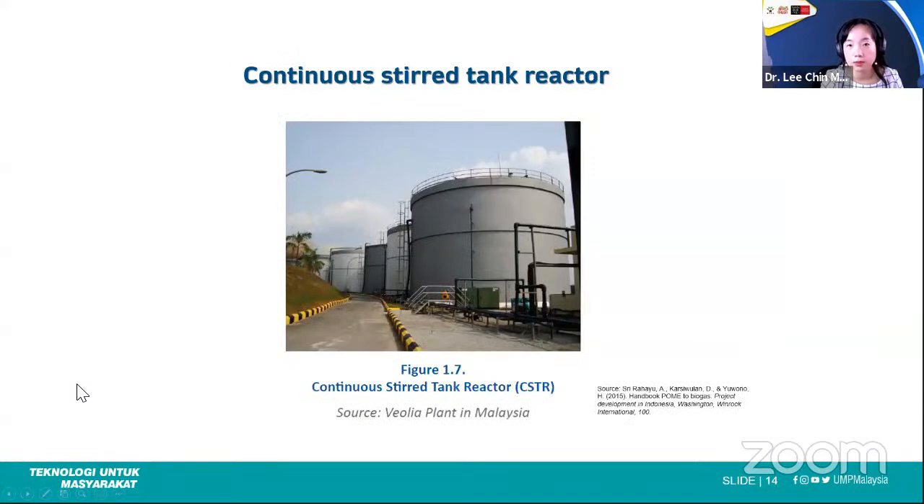So this is the other type, the continuous stirred tank reactor. This is made of concrete or a metal cylinder, and the content inside this reactor is constantly mixing. It can be mixed mechanically by using an impeller, or by using hydraulic power or an air pump. So this kind of reactor actually generates less biogas because of the short retention time. The retention time is about 40 days, in contrast to the covered lagoon, which is about 60 days.